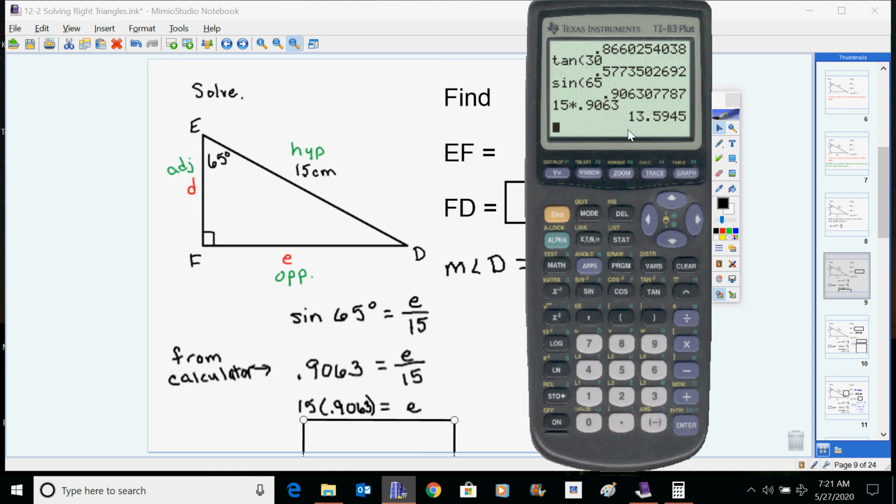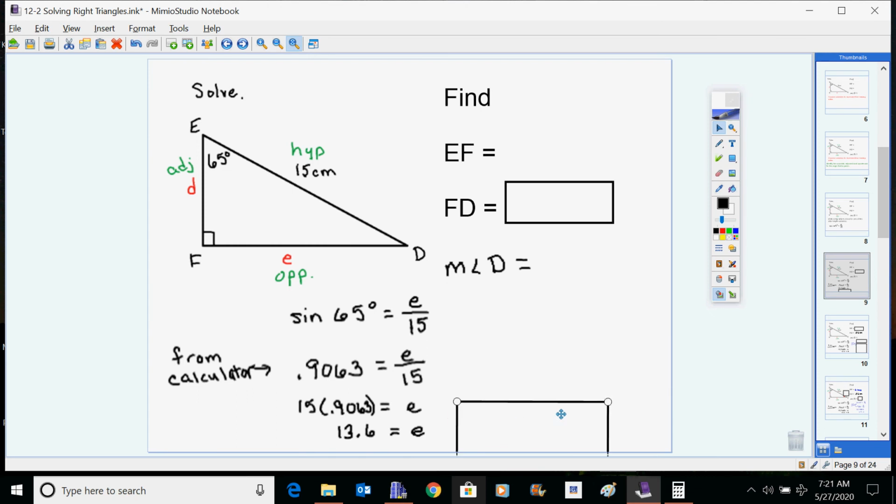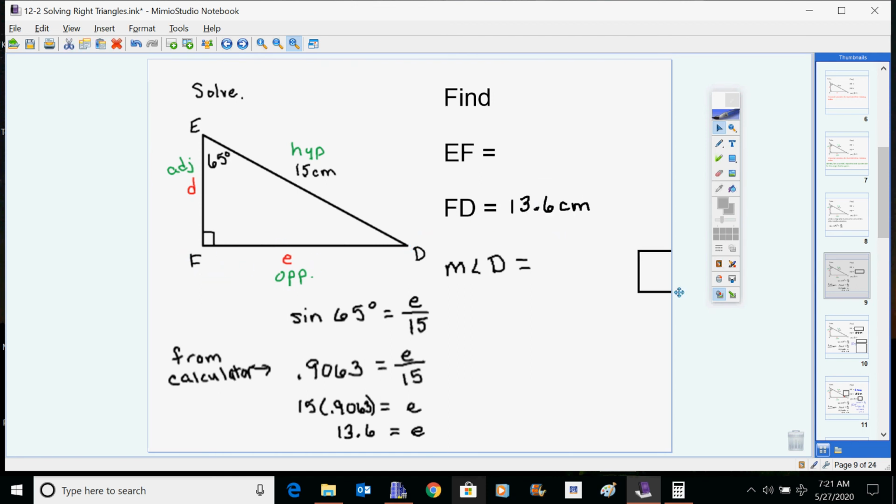Okay, so when we get your final answer for a side length, round that to the 10th place. So 13.6. We'll just try to make it so that we have our side lengths rounded to the nearest 10th. So this E is 13.6. That means FD is 13.6 centimeters because it's a length and it matches this.